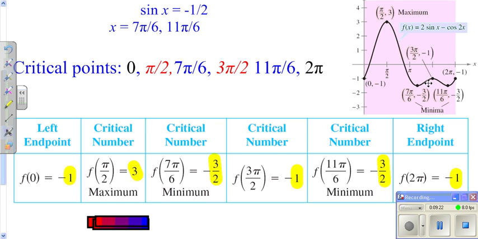By the way, at 3 pi over 2, that would be referred to as a relative maximum, along with this endpoint, a relative maximum, because they're both higher than the points right next to them. This is a relative maximum, but it's your absolute maximum. And this is a relative minimum.